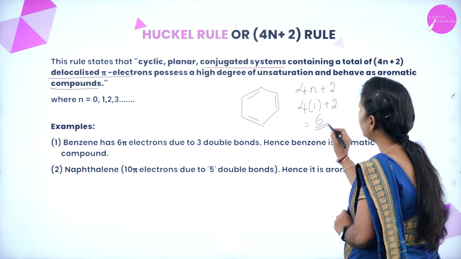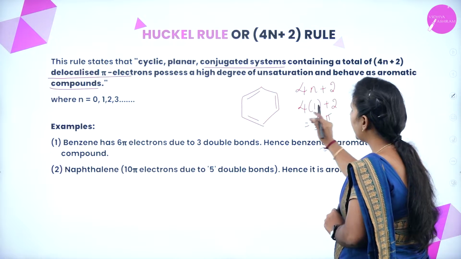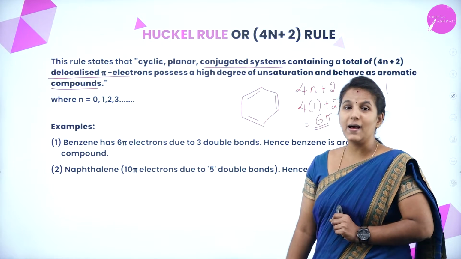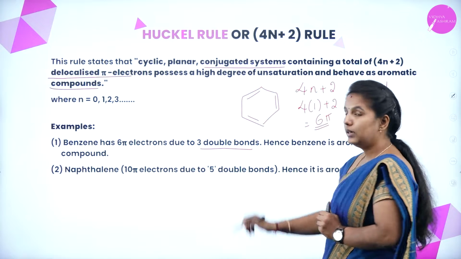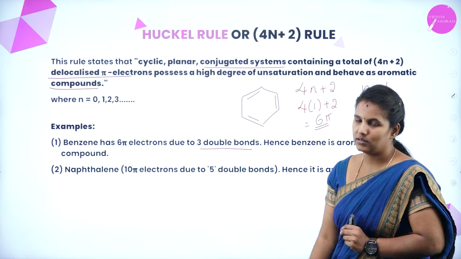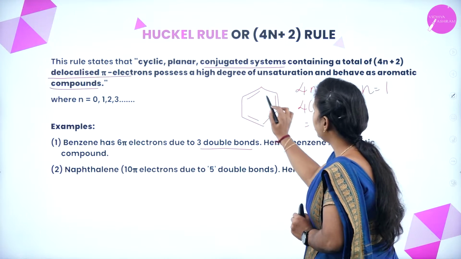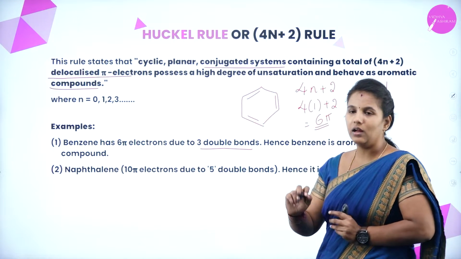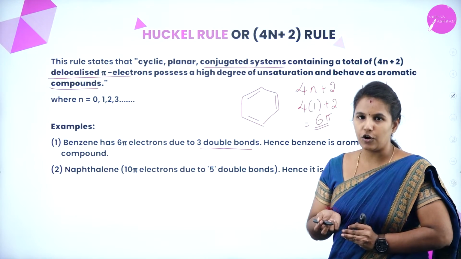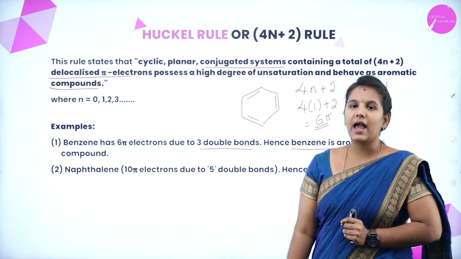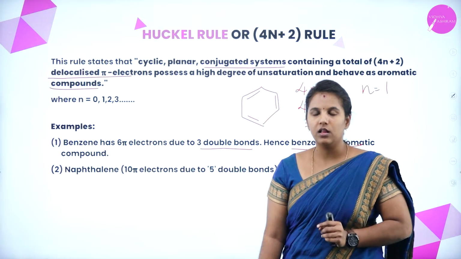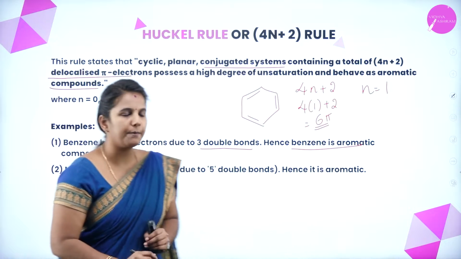This indicates that there are 6 pi electrons in the benzene ring and there are 3 double bonds. Okay. So there are 3 double bonds, which is nothing but 6 pi electrons. Okay. 6 pi electrons. Hence, benzene is aromatic in nature. You can take one more example for this.